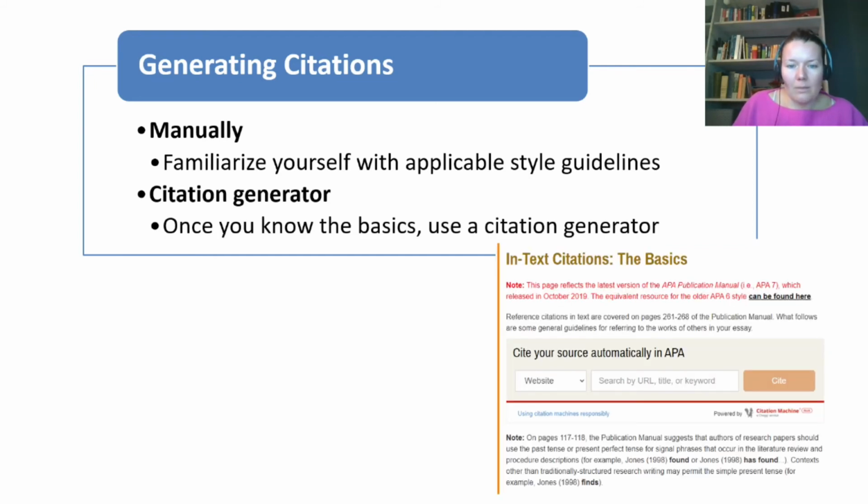So on the Purdue OWL website, you will see this Cite Your Source Automatically option, and you can basically select whether you're doing a website or a journal or other, and then just type in keywords, usually the title, it could be the URL of the website, and then it will start to populate a citation for you. And in a moment, we will take a look at what that looks like, just so you have an idea.